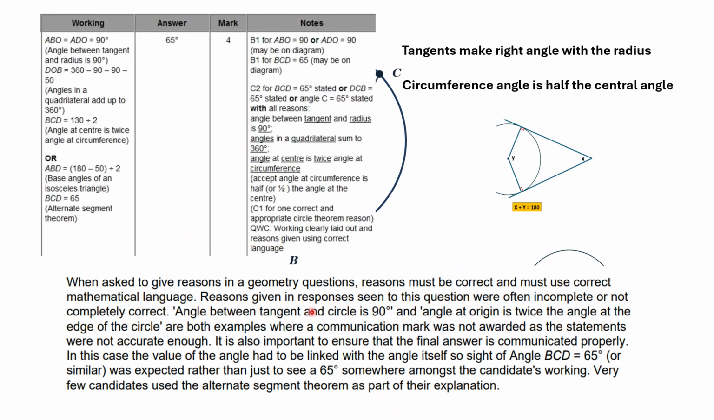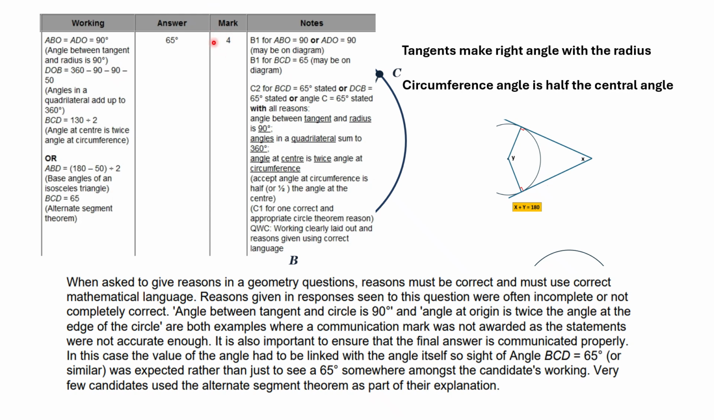So let's look at the mark scheme. It's this one here. Even if you look at the mark scheme, the underlined words are the words they are looking for. Tangent, radius, 90 or right, quadrilateral. This we didn't use this method. We did angles in quadrilaterals is 360, and then angle at the center is twice angle at the circumference, or you can say angle at the circumference is half of angle at the center. So this is important to get the full mark.